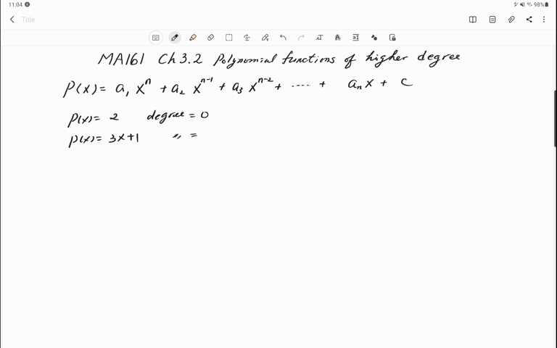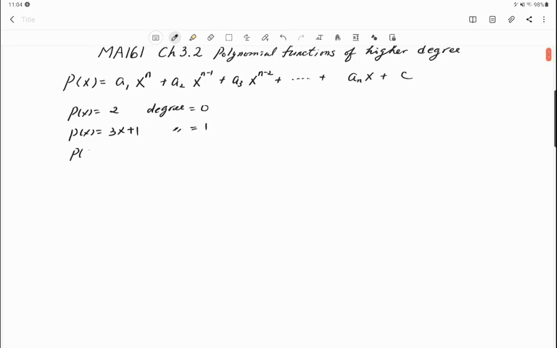Then the degree will be 1, because the exponent of the variable x is 1, right? And then a quadratic function, something like 4x squared plus 3. Then the degree of the polynomial is what? 2, right? 2, because the exponent is 2.